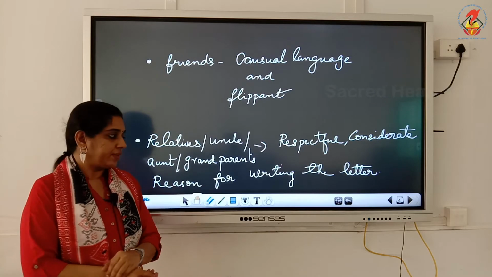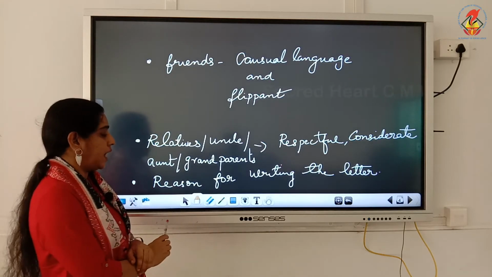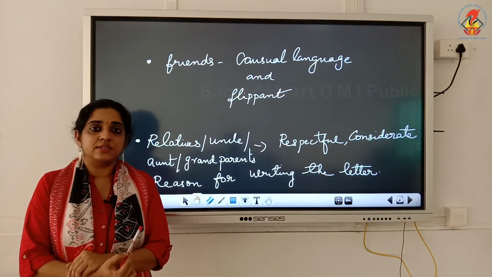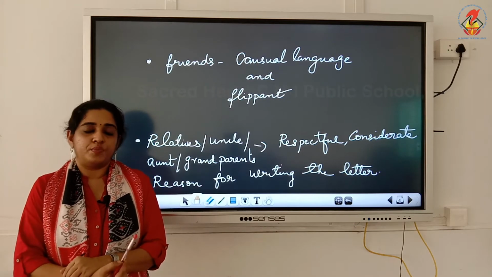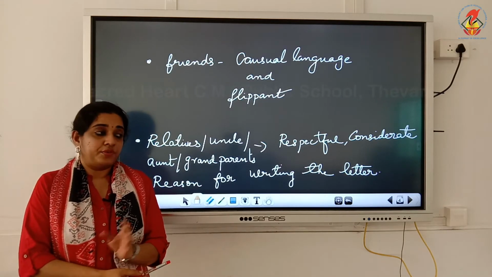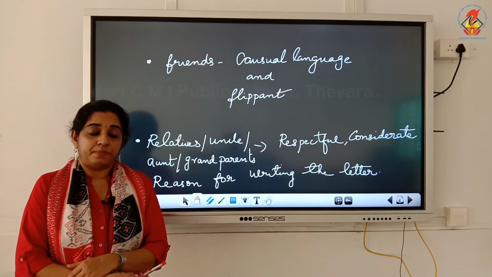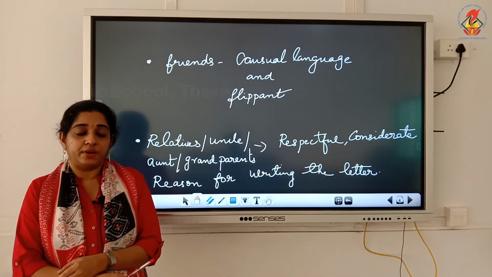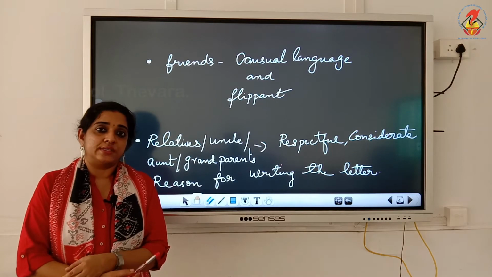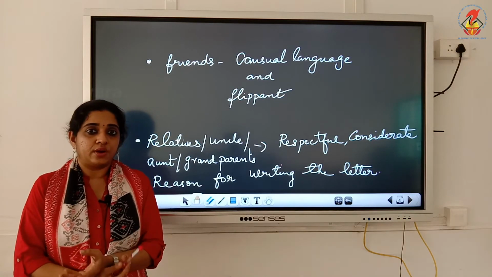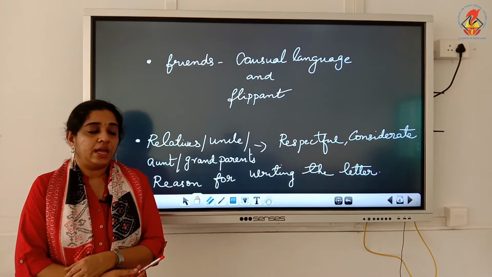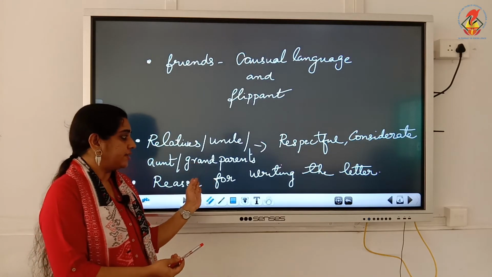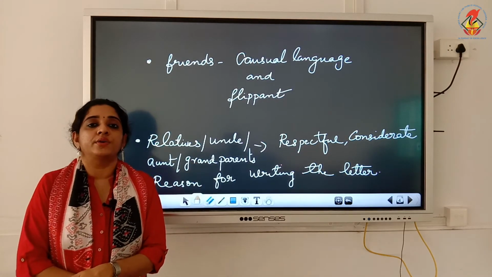Then, after asking all these casual questions like how are you, hope you are fine, if you are writing a letter to grandparents, you can ask especially about their health. Are you having the medicines properly? Are you doing exercises? Like that you can ask some casual questions. Then you have to write the reason. Why are you writing the letter?